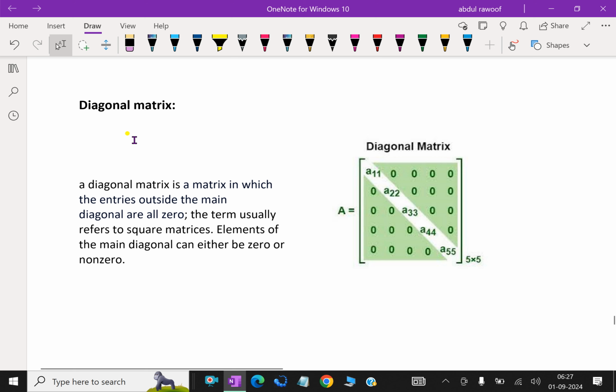Next one, diagonal matrix. Look at here. A diagonal matrix is a matrix in which the entries outside the main diagonal are all zeros. The term usually refers to a square matrix. Elements of the main diagonal can be either 0 or non-zero. Look at here, these are the diagonal elements. Except for the diagonal, all other elements are zeros here. That is called a diagonal matrix. This is called the prime diagonal.